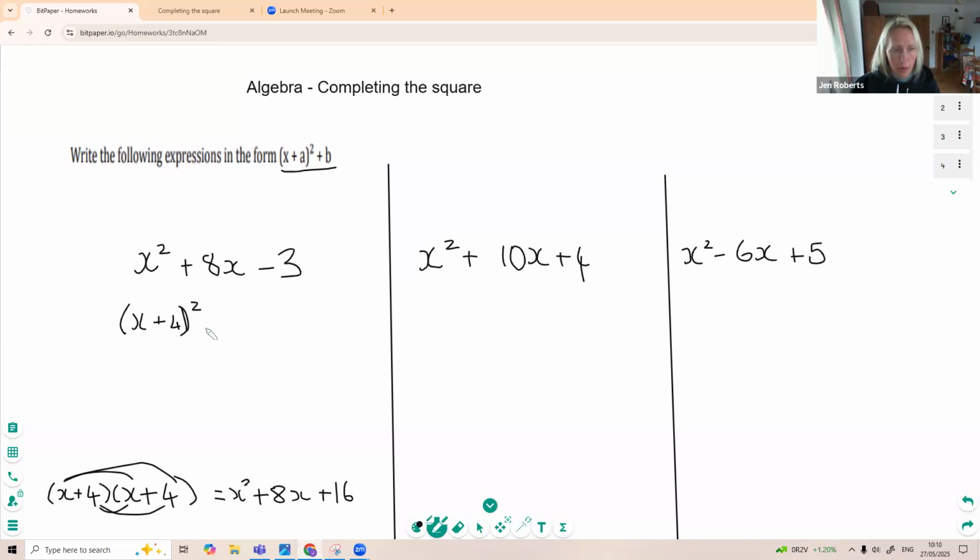So we actually want the x² and the 8x. We don't want this 16. We've created this 16 and we don't want it. So what we do is we subtract the 16 outside of the bracket. And then of course you've got this minus 3 here. Let me just tidy this up a bit. And then minus 16 take away 3 simplifies to negative 19.